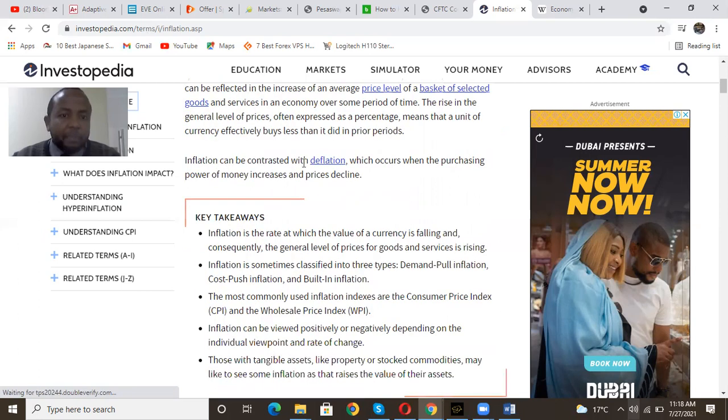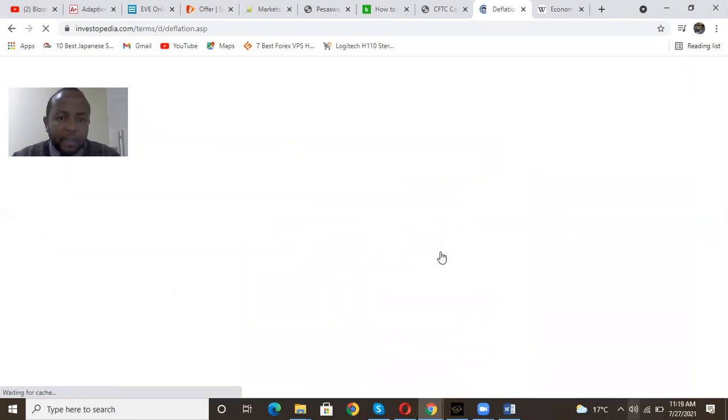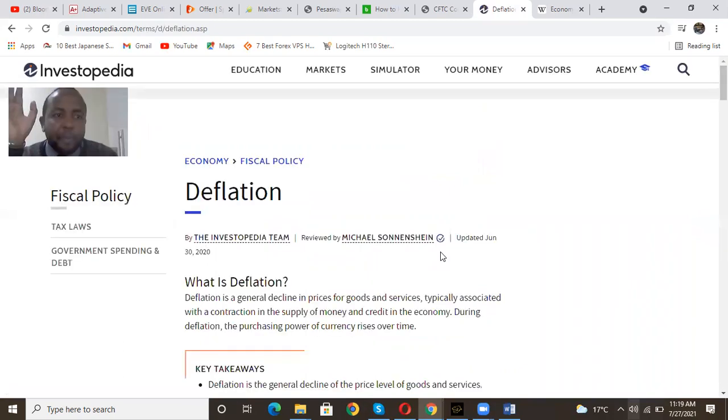I was buying 3 or 5 years ago, because now the purchasing power has gone down. So inflation can be contrasted with deflation. So let's also look at what is deflation. So this one we have seen, the value of a currency is falling, consequently the prices of goods and services are rising. So the prices are high, but the purchasing power is low. So deflation is the opposite.